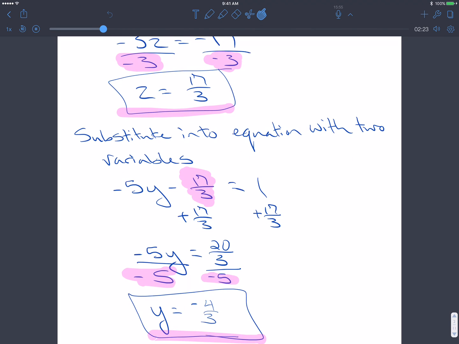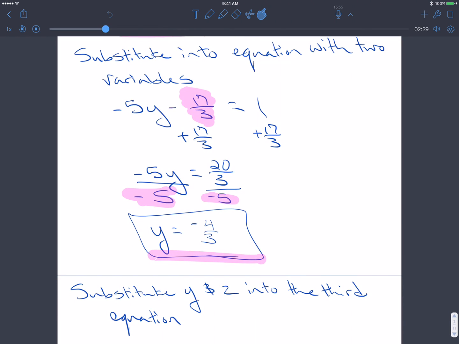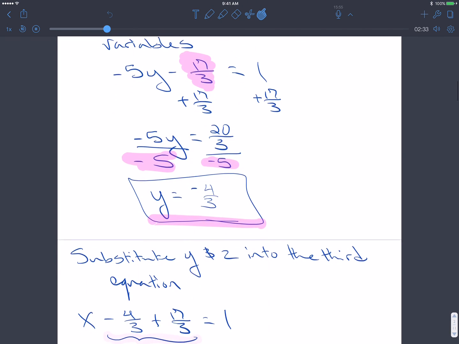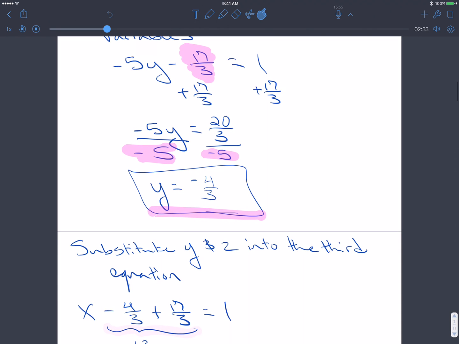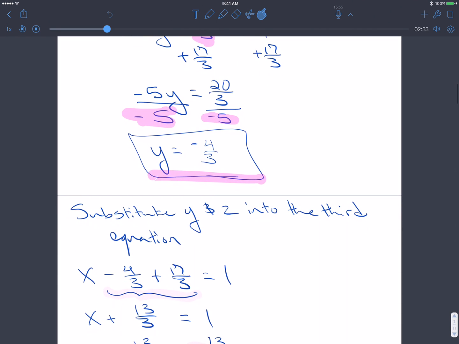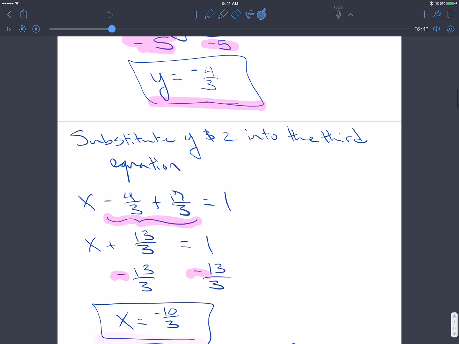Now that we have y and z, we can substitute them both into the first equation that had x, y, and z, so x plus y plus z becomes x minus 4/3 plus 17/3 is equal to 1, and I can combine the 4/3 and the 17/3 to get 13/3. And then I'll subtract the 13/3 from both sides to see that I have x is equal to negative 10/3.